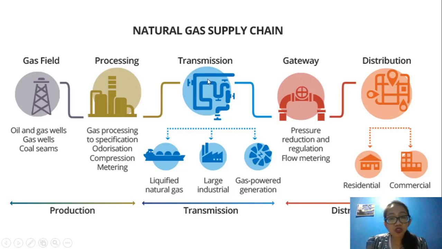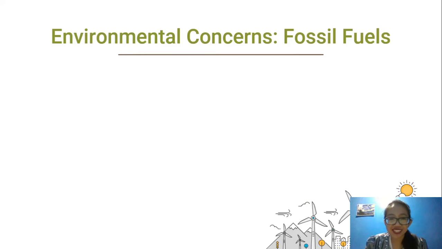In the transmission, it could be through pipelines or containers. It could be in the form of liquefied natural gas, and then we could transport that, or we could direct it into large industrial corporations or to power plants. Okay, and then it will be distributed to residential homes, or to commercial users to be sold to residential homes and businesses.